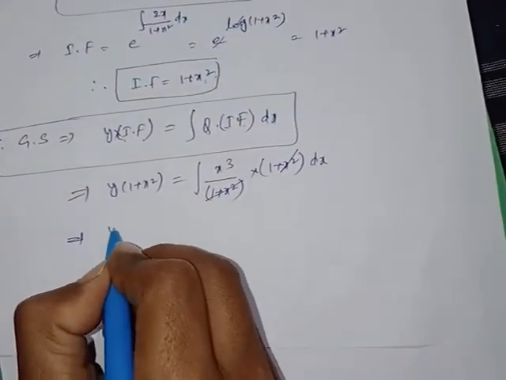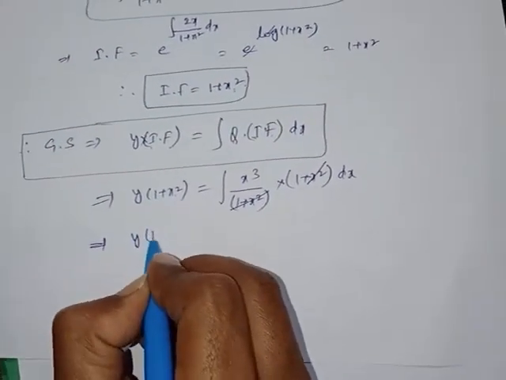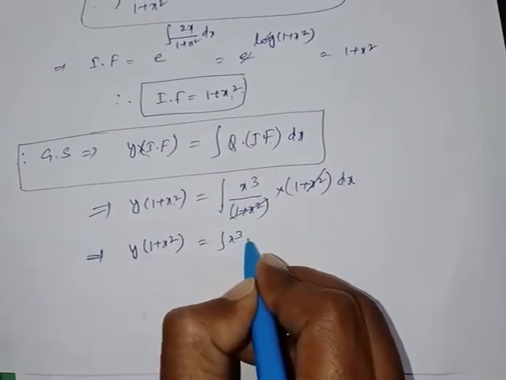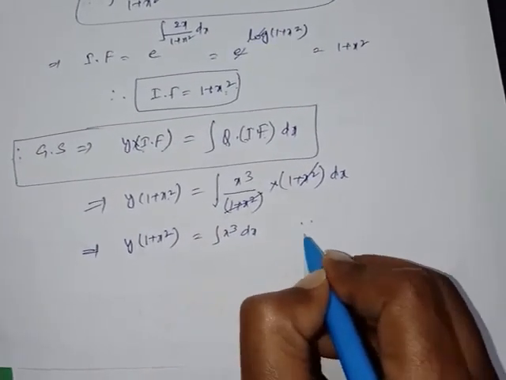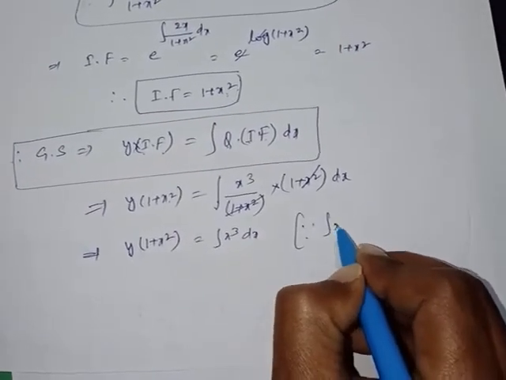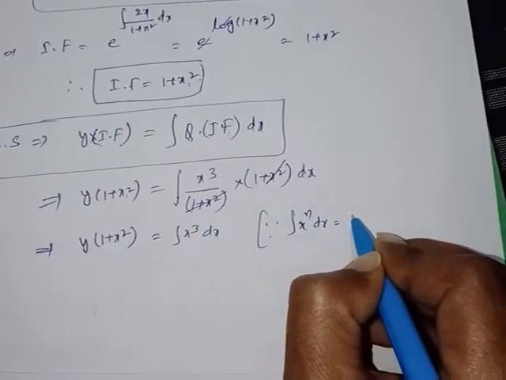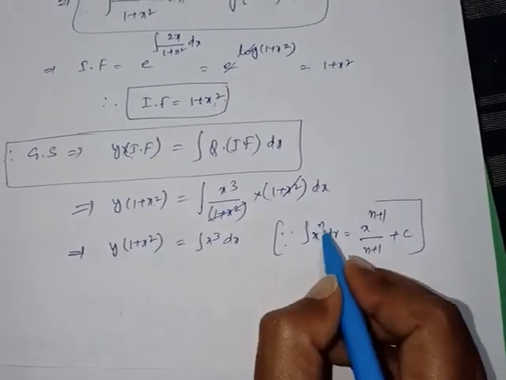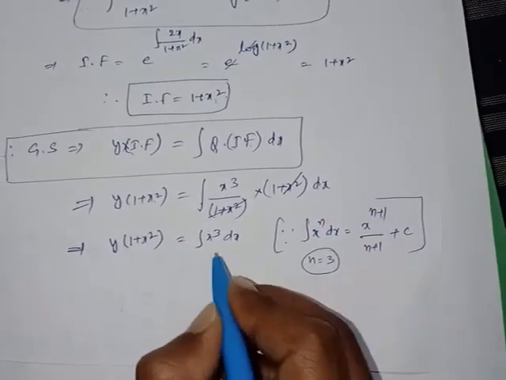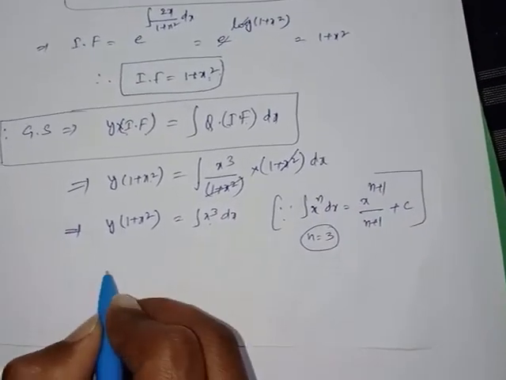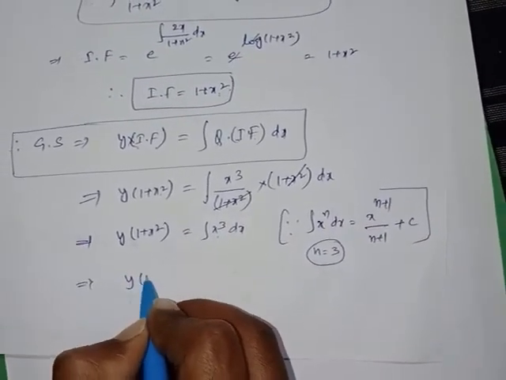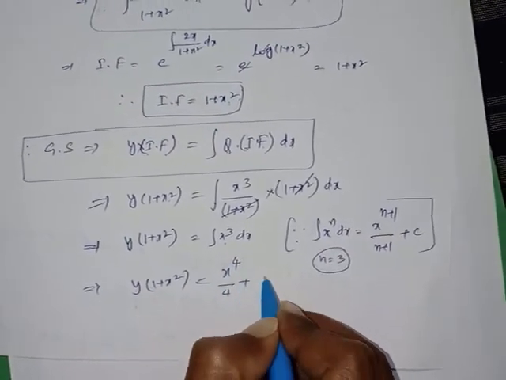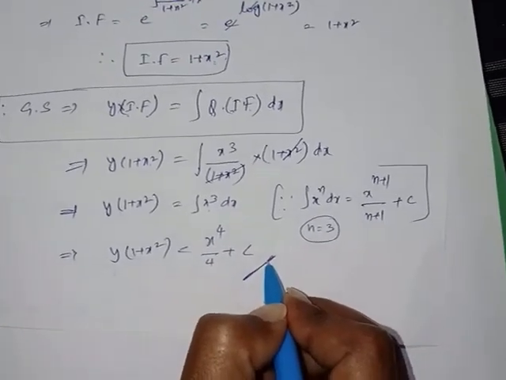So y(1 + x²) equals the integral of x³ dx. Here the integral of xⁿ dx is x^(n+1)/(n+1) + c. If we compare, here n = 3. Substituting n = 3, we get y(1 + x²) = x⁴/4 + c, which is the required solution of the given differential equation.